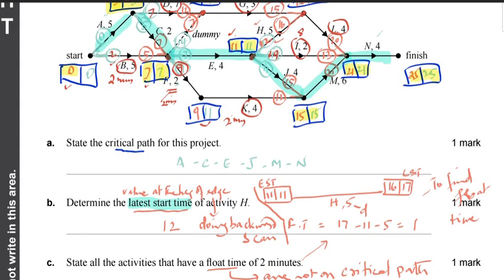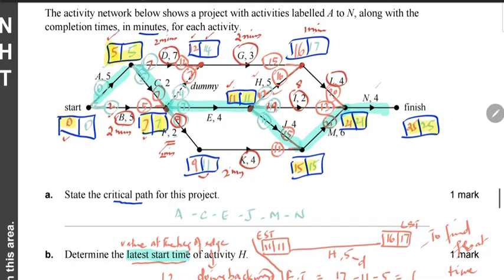So the important question is not how many. The question is state all the activities. So if I was to look at them in order, it doesn't matter, you can put any order actually.